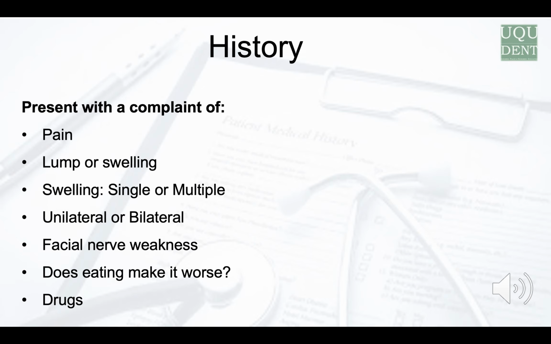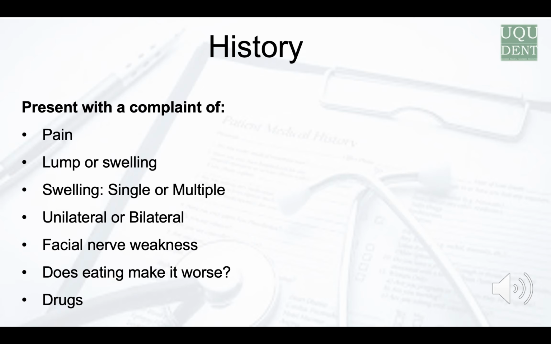Some patients present to you with a swelling or lump. You need to know if this is localized or generalized. How long has the swelling been there? Is it getting bigger? Because benign tumors usually grow very slowly. And you need to know if this is unilateral or bilateral. Sometimes Sjogren syndrome affects all four main salivary glands.